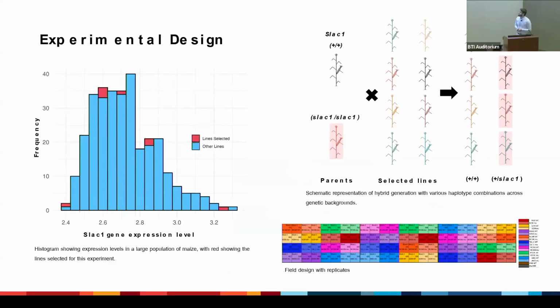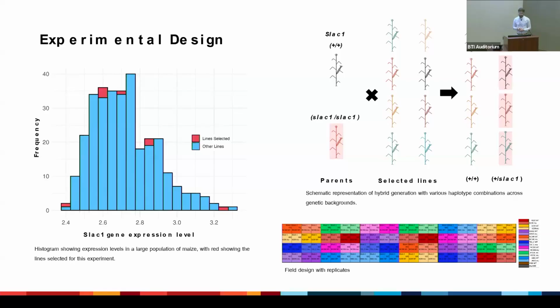To set up our design, we first started by selecting 8 lines. Here shows the distribution of a whole population of maize, and then we chose across the population to have a representative sample of SLAC1. Because this is relatively exploratory work, seeing the viability of programming SLAC1, we want to be able to look at a diverse genomic population with representatives across the spectrum.